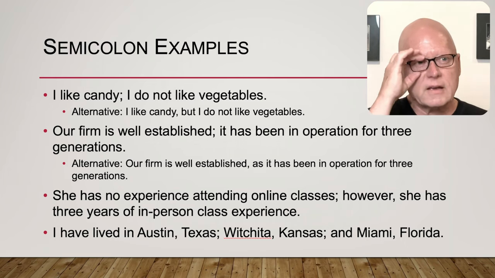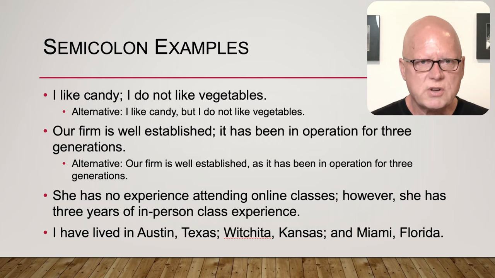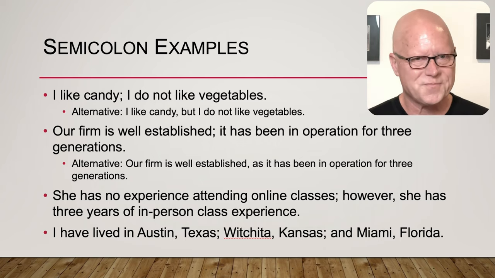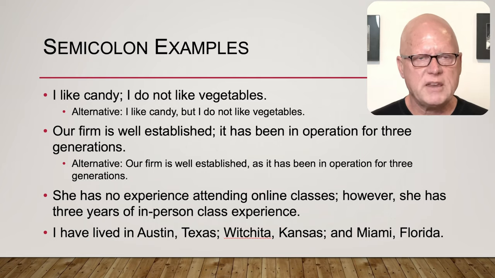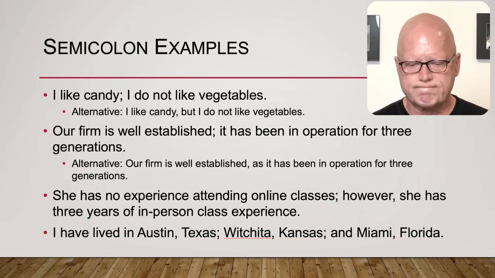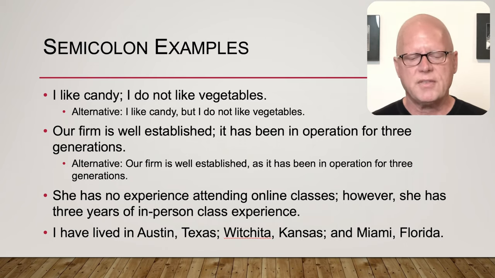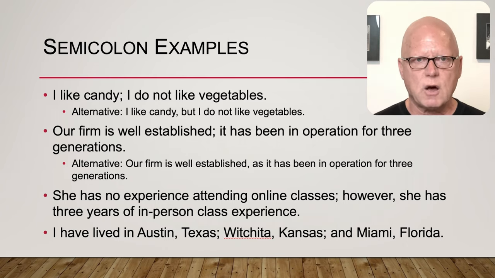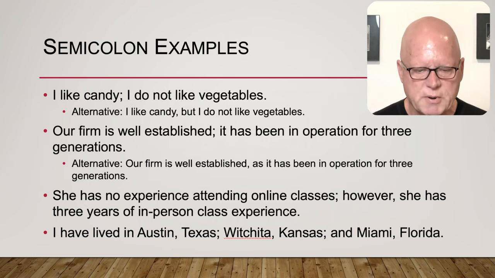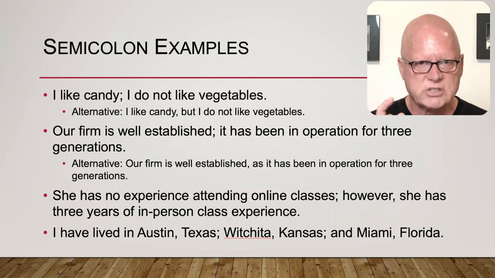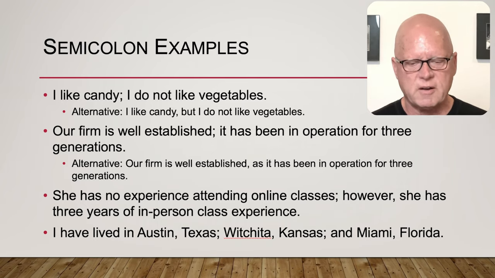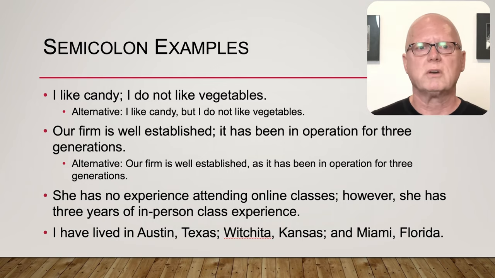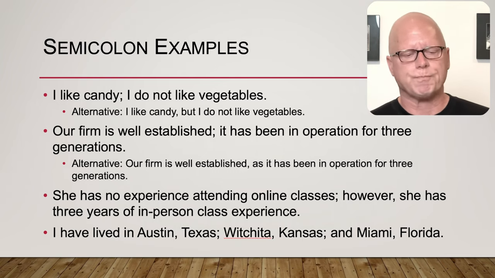Now, the use of however is tricky. However can be preceded by a comma, but when it's used as an adverbial clause to introduce the second independent clause, it requires a semicolon before it. She has no experience attending online classes, semicolon, however, comma, she has 3 years of in-person class experience.